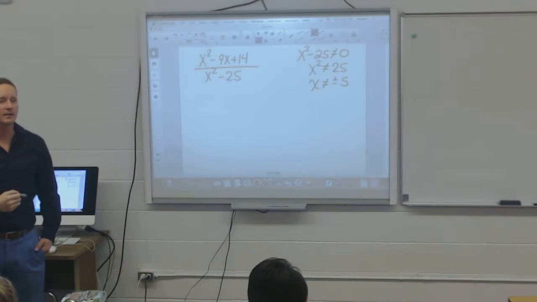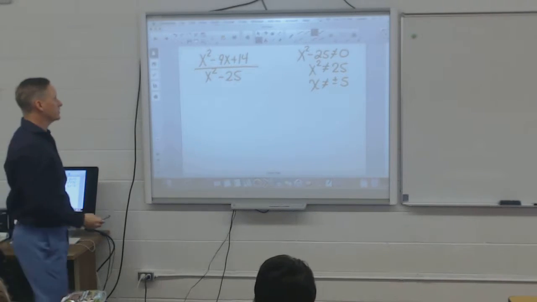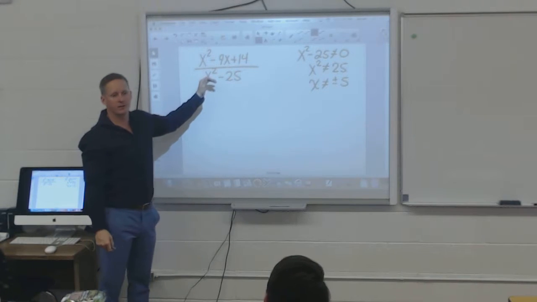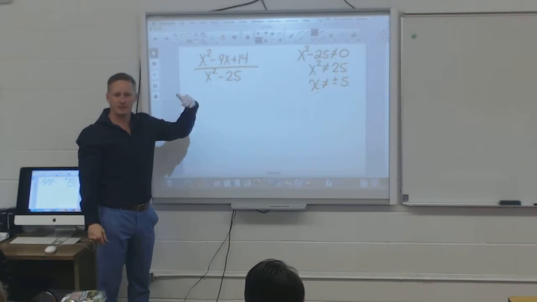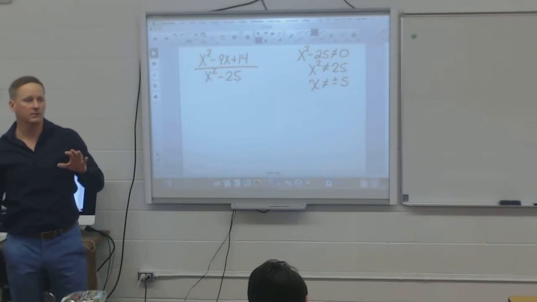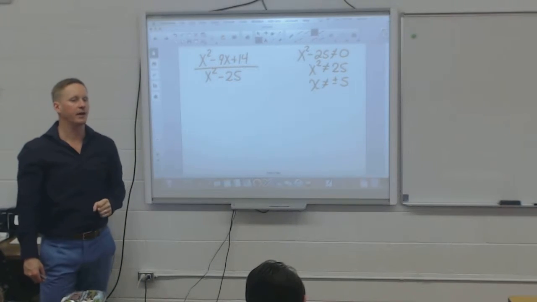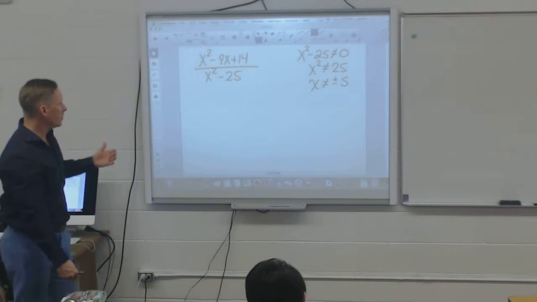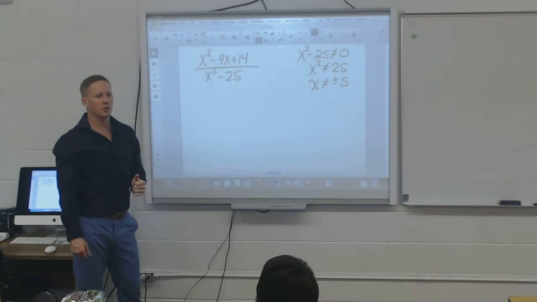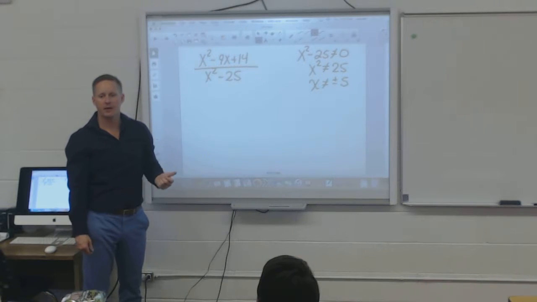Negative 5 squared is 25. 25 subtract 25 would give me 0 down here. Plus 5 squared is 25. 25 subtract 25 gives me 0. So I cannot have my answer, my final expression, equal to 5 or negative 5. So what do I do now? I want to simplify this. So what's the first thing I got to do in order to simplify it? Any ideas?